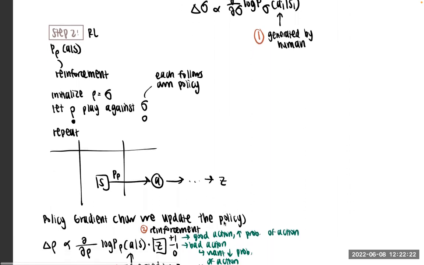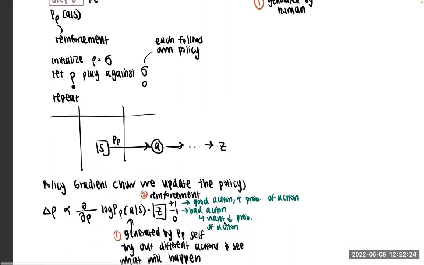And then what you want is, for this A, if A gives you a good result, positive one, you want to increase the probability of A given S. But if this A results in a loss, so Z is negative one, you want to decrease the probability of this A.